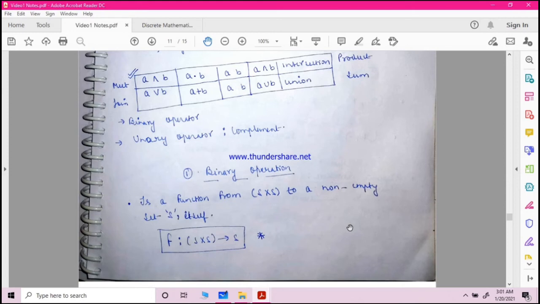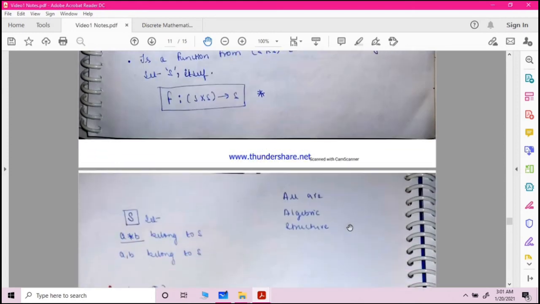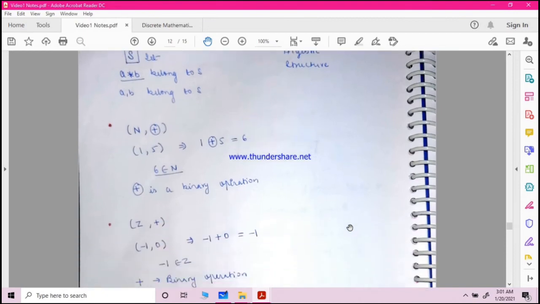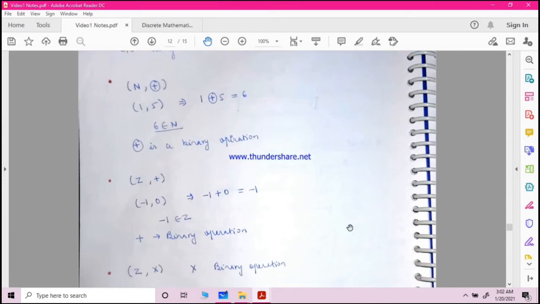Belongs to S, for all algebraic structures. So you can simply see the given example. If I have a set and an operation, then this will give me a result that belongs to the set itself, like 1 comma 5. If I perform this, then I will get 6, and 6 belongs to the set itself. In the same way, in the set of integers, if I am performing addition, take any two numbers from the set Z, perform the plus operation, you will get a number that belongs to the set itself. This is also a binary operation.